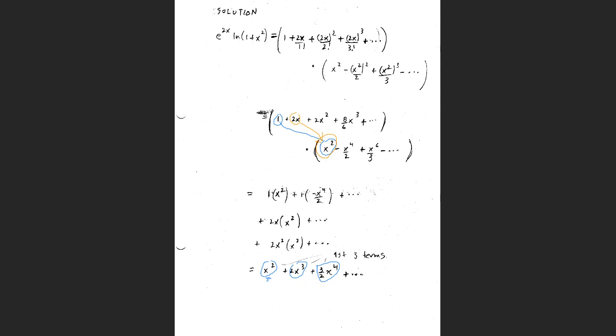And then for the x to the 4th term, the only way I'm going to get an x to the 4th term is by taking 1 times negative x to the 4th over 2, and by taking 2x squared and multiplying it by x squared. There's no other multiplications that are going to give me terms like x to the 4th power. Okay, I think that helped.